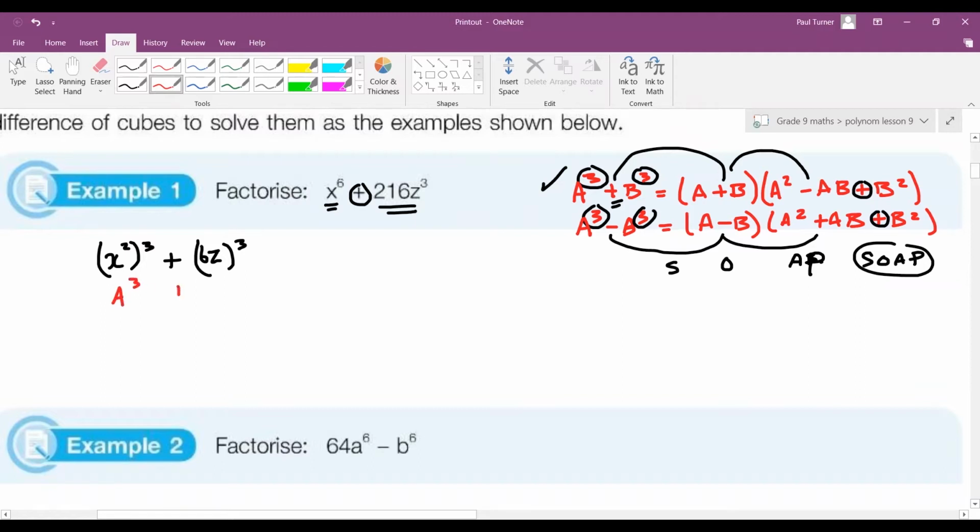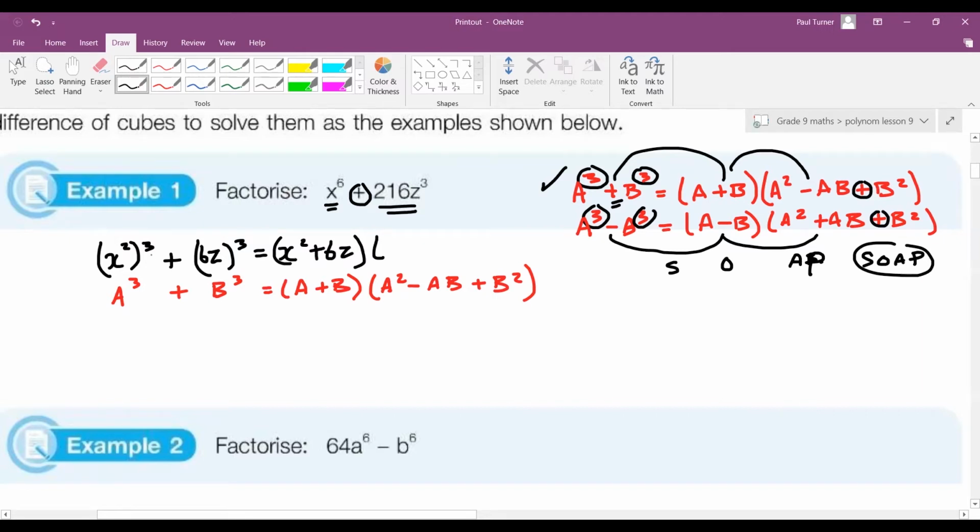A cubed plus b cubed. So that's just going to be a plus b, a squared minus ab plus b squared there. So we can write in the answer on the top. So a plus b, that would be x squared plus 6z there.